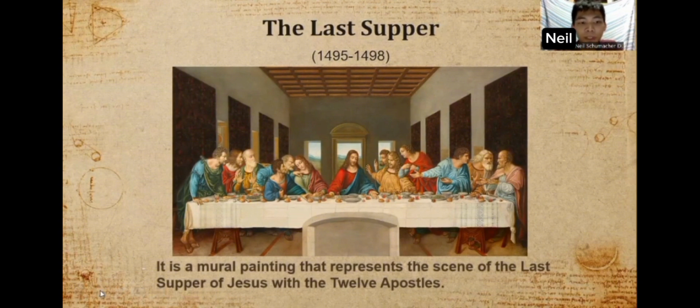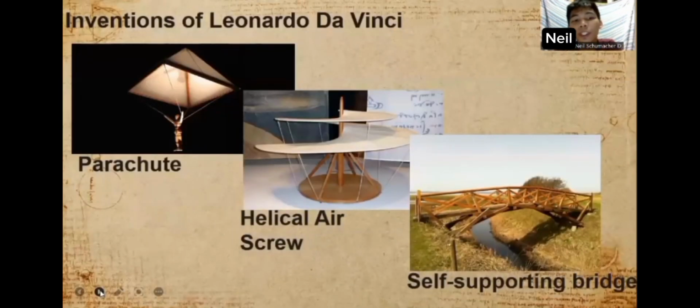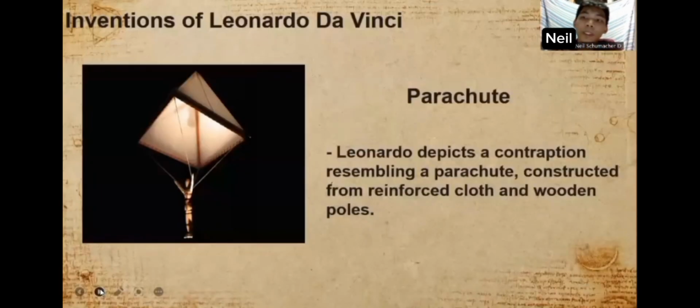So, yun. Let's move on sa inventions ni Leonardo da Vinci. So, ito ay ilan lang sa mga inventions ni Leonardo da Vinci. Meron tayong parachute, helical air screw, at self-supporting bridge. So, sa parachute, alam natin ang parachute ay ginagamit ng karamihan, lalo na sa military. Leonardo depicts a contraption resembling a parachute constructed from reinforced cloth and wooden poles.